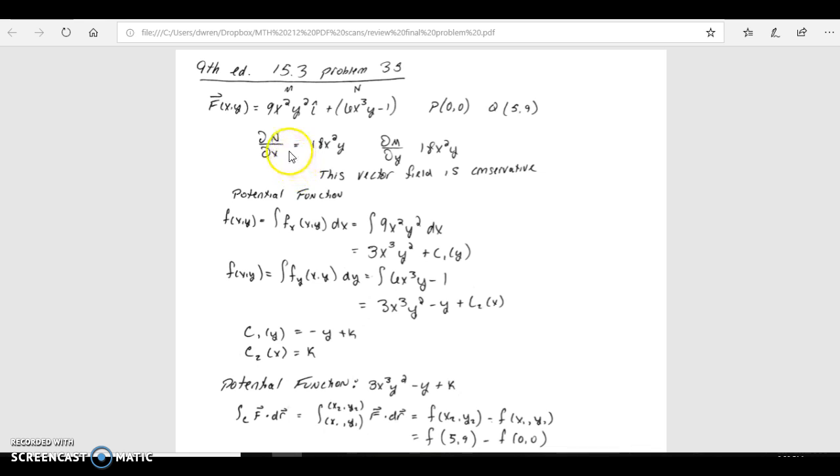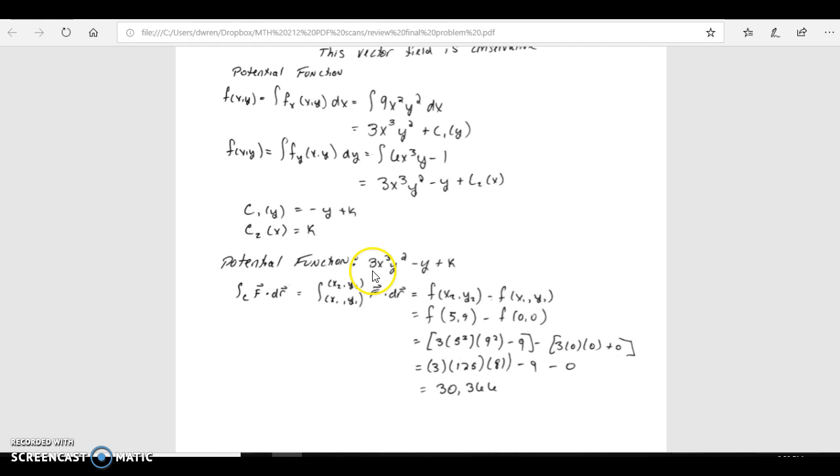So to recap the problem, if you're given a force field that is conservative, in which the dN over dx and dM over dy values are equal, you begin by finding the potential function, f. And when you find it, you will then simply subtract the function's value at x1 and y1 from the function's value at x2 and y2. And when you do that, you will find the work done by the force field on any path moving from point P to point Q.